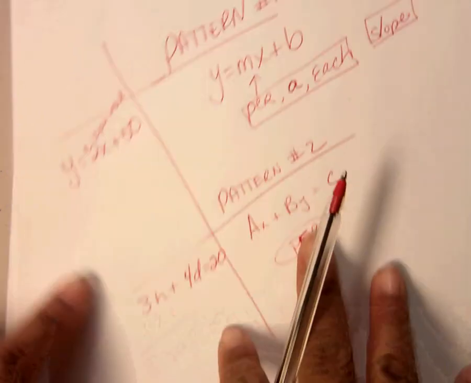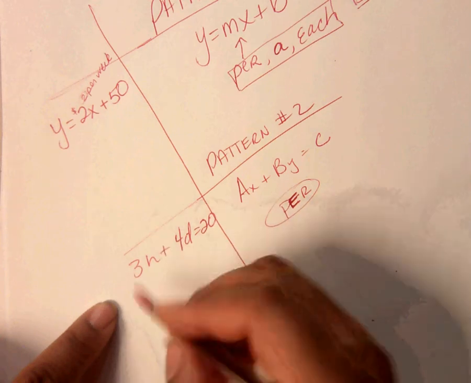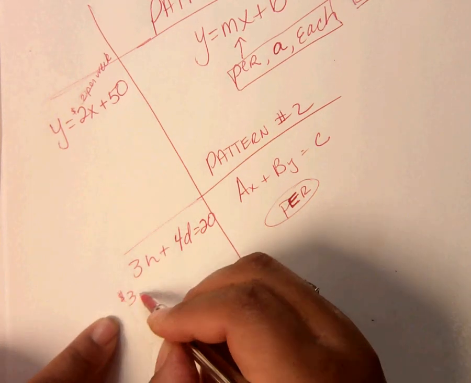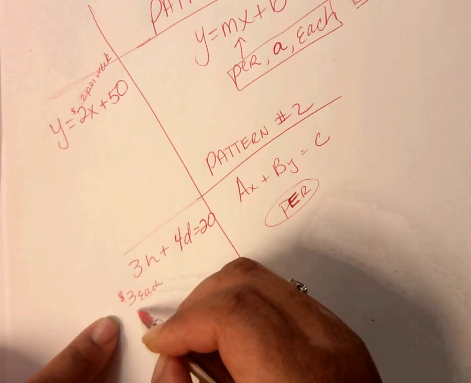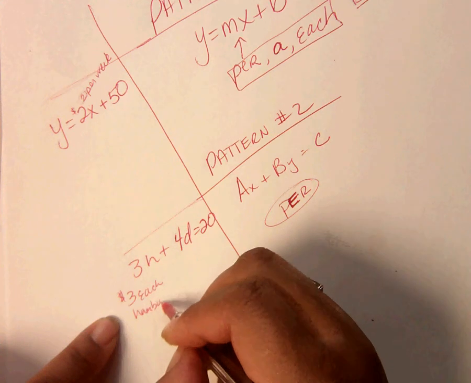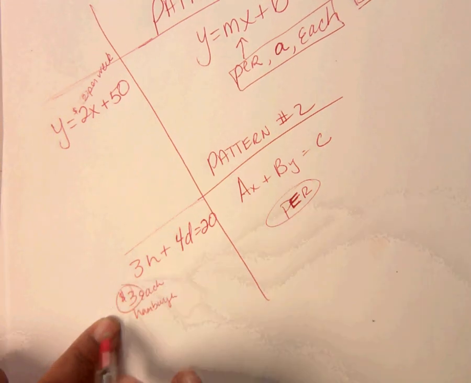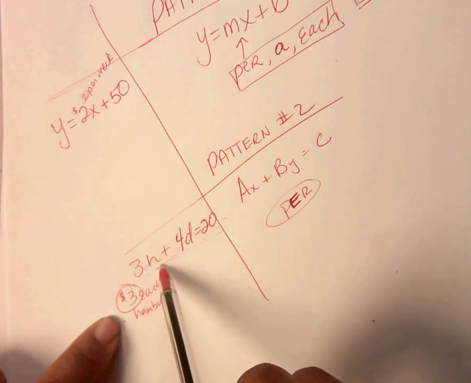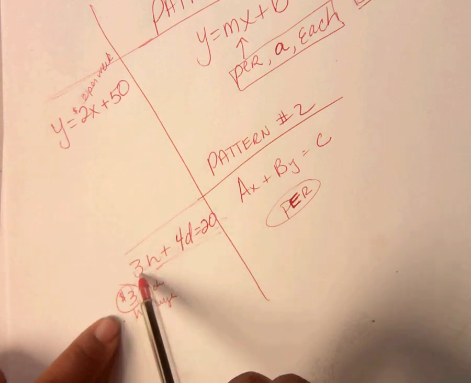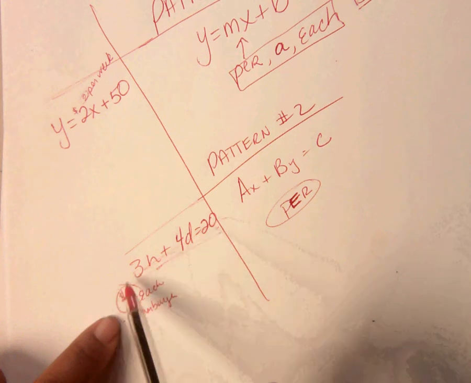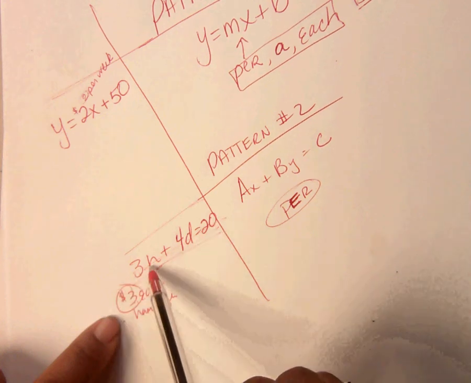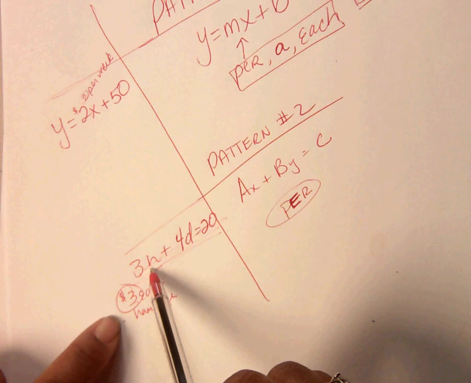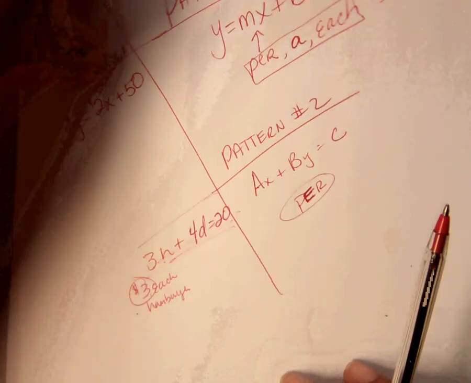Okay? When you get to this problem, when you see $3 for each hot dog or hamburger, that 3 is not the slope. This is in standard form. You are not going to see the slope when you are in standard form. It just means put this 3 next to whatever letter or subject it's talking about. So now let's go ahead and do number 1.